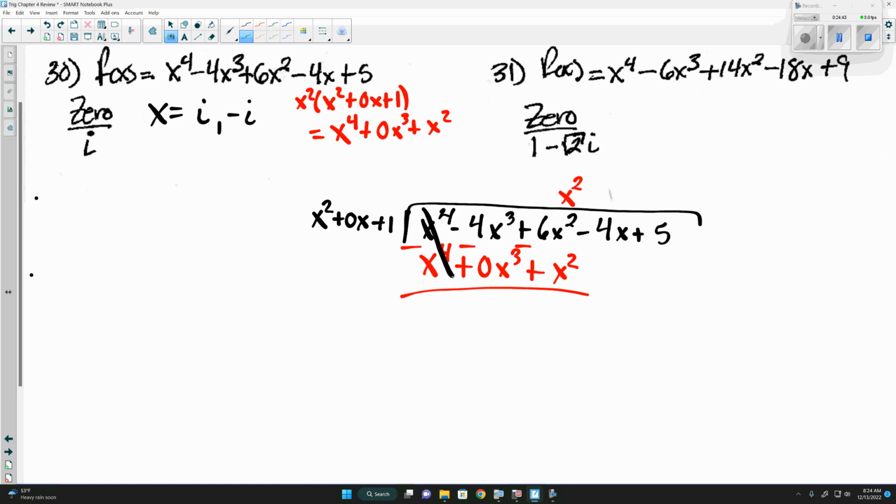X to the 4th minus x to the 4th is 0. Negative 4x cubed minus 0x cubed is going to be negative 4x cubed. 6x squared minus x squared is going to be negative 5x squared. Bring down the negative 4x. We'll do it again. What times x squared gives us negative 4x cubed? It's going to be negative 4x.